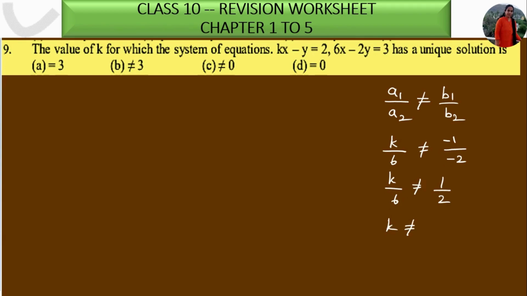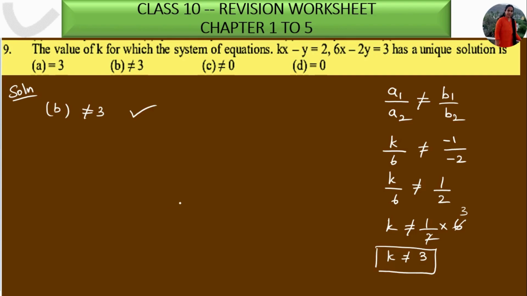That is, 6 is in division. When we change the sign, it will go to product. So 1 by 2 into 6. So what is 6 divided by 2? 6 divided by 2 is 3, since 1 2 is 2, 3 2s are 6. So the solution is k should not be equal to 3. So the value of k should not be equal to 3. So the solution is option B, not equal to 3 is the right answer.